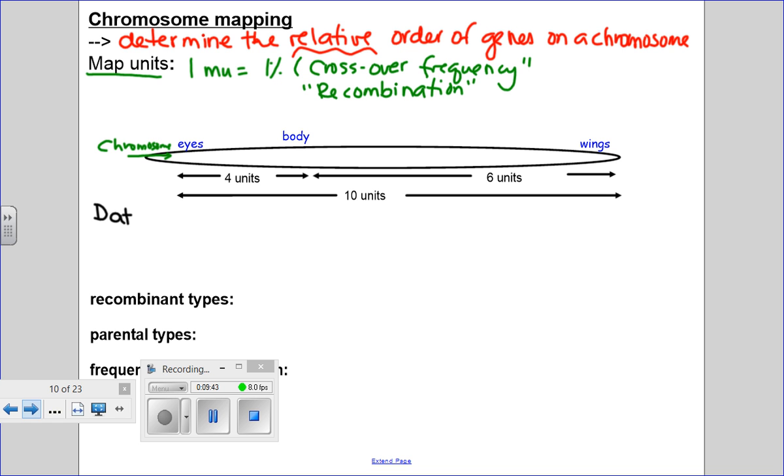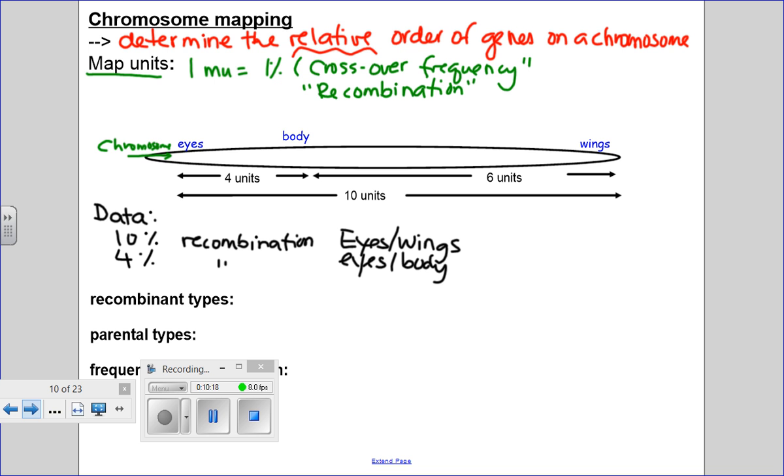In the data, here's what we see. 10% of the time, there is recombination for eyes and wings. That means that instead of them being inherited together like they're supposed to be, they get separated. There is also 4% recombination between eyes and body, and 6% recombination between body and wings. So that is the data that I would have worked with.